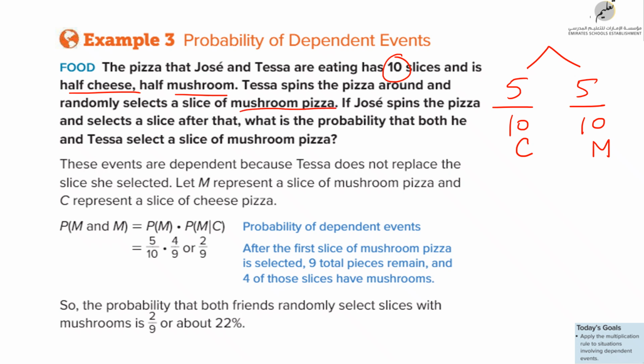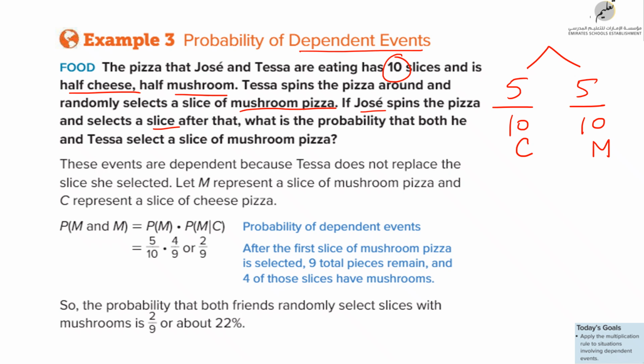Now definitely after you take a slice out of the pizza, you eat it and it doesn't come back. So it is a dependent event. The probability will get affected without replacement. Again, then Joe also does the same thing. He spins the pizza and takes another slice. What is the probability that both of them select mushroom?